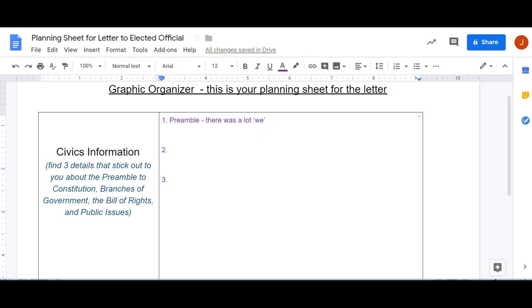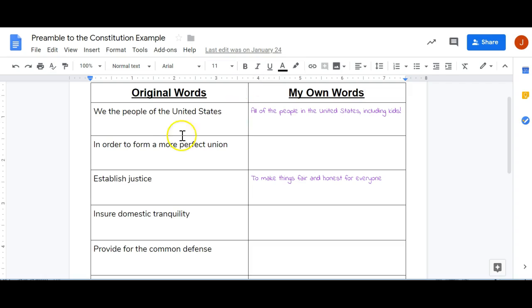And what I mean by that is, in this first statement, it says "we the people," right? So it's talking about us, the citizens of the United States. Here in the second part, it talks about union. That's a coming together of people. That's a coming together of we.